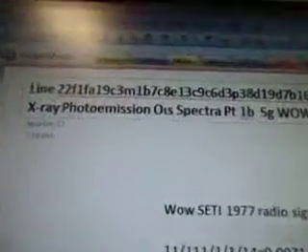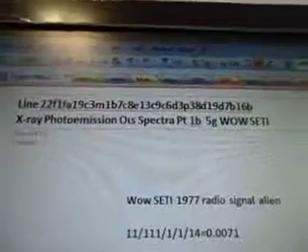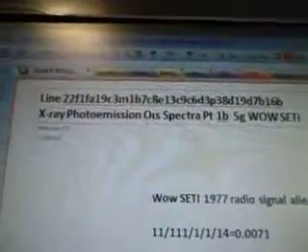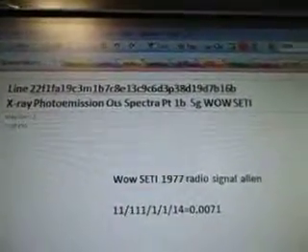2A4C3M1B7C8E13C9C6D3P38D19D7b16b. This is line 22f1fa19c3m1b7c8E13c9c6D3P38D19D7b16b. X-ray photoemission spectra Part 1B, 5G Wow Seti.